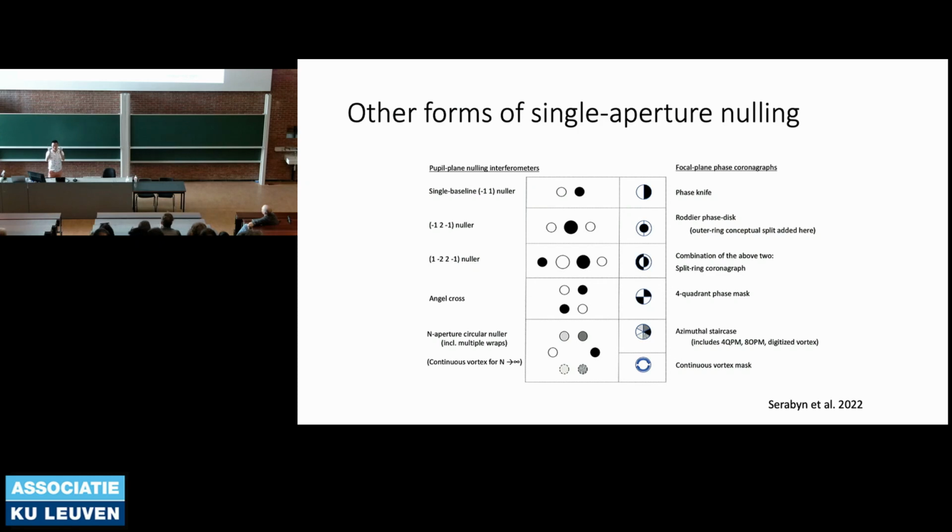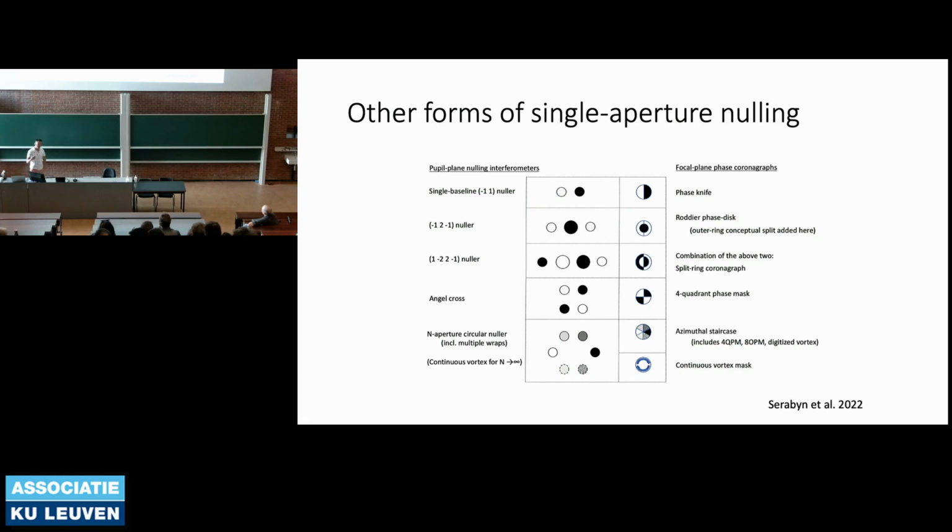So when you focus the light with that kind of pupil phase distribution, you're going to get a total suppression of starlight on axis while allowing the planet light to go through. And in between those phase knife case on the first row and the continuous vortex mask at the bottom row, there's a lot of cases in between that you could experiment with. So this is the single aperture nulling.